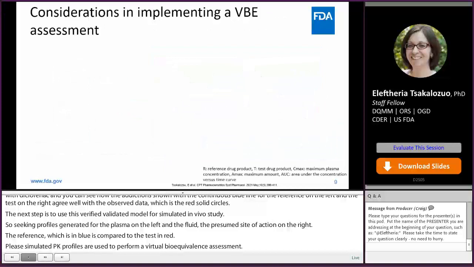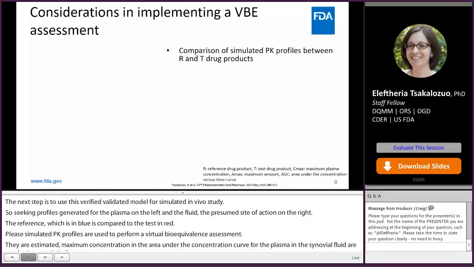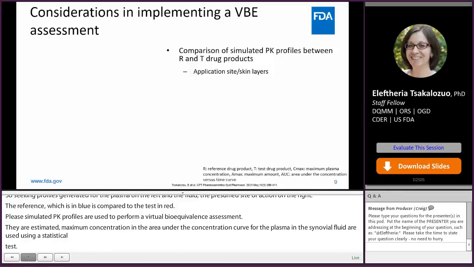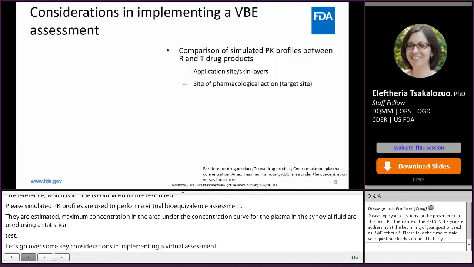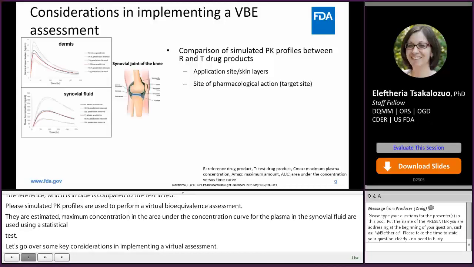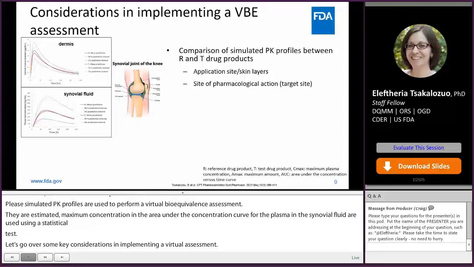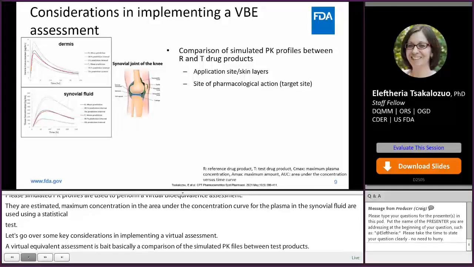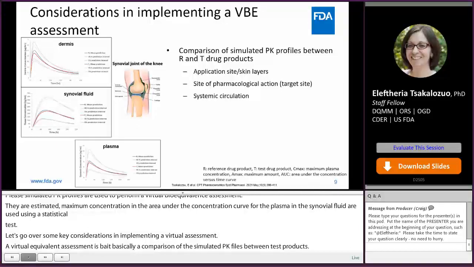Let's go over some key considerations in implementing a virtual bioequivalence assessment. A virtual bioequivalence assessment is essentially a comparison of simulated PK profiles between the reference and the test drug product. This can take place in the different application sites at different skin layers, as well as the site of pharmacological action, which could be the target site. In the case of the diclofenac dermal PBPK model, these will be the dermis and the synovial fluid. The comparison can also take place in the systemic circulation. In our case, that would be the plasma.